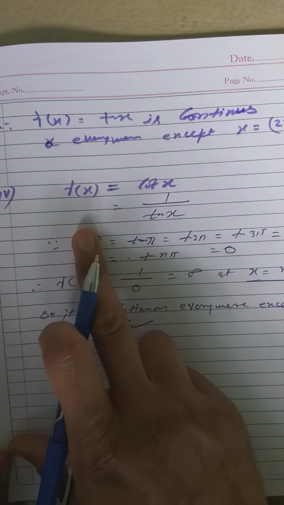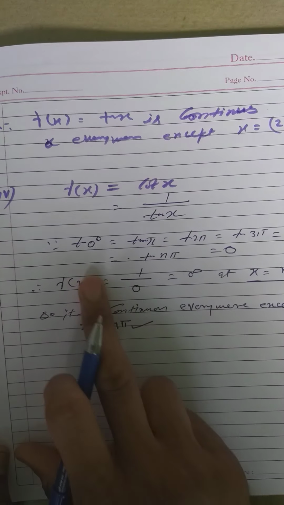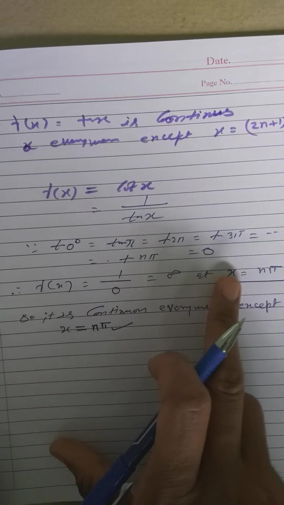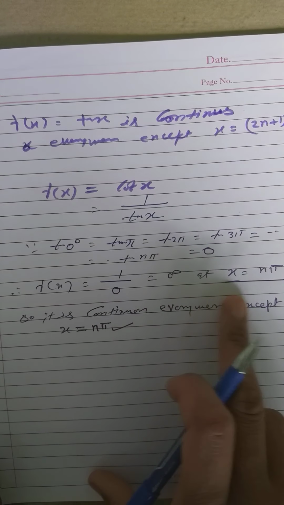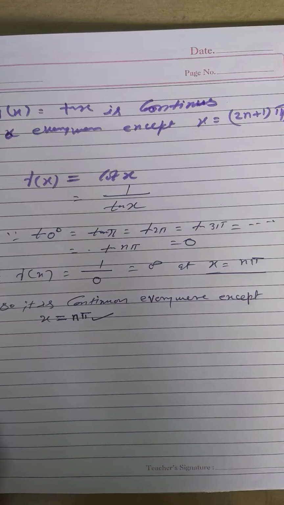Likewise, we can solve f(x) = cot x = 1/tan x. Since tan 0 = tan pi = tan 2 pi = tan 3 pi = ... = tan n pi = 0, therefore f(x) = 1/0 = infinite at x = n pi. So it is continuous everywhere except x = n pi.